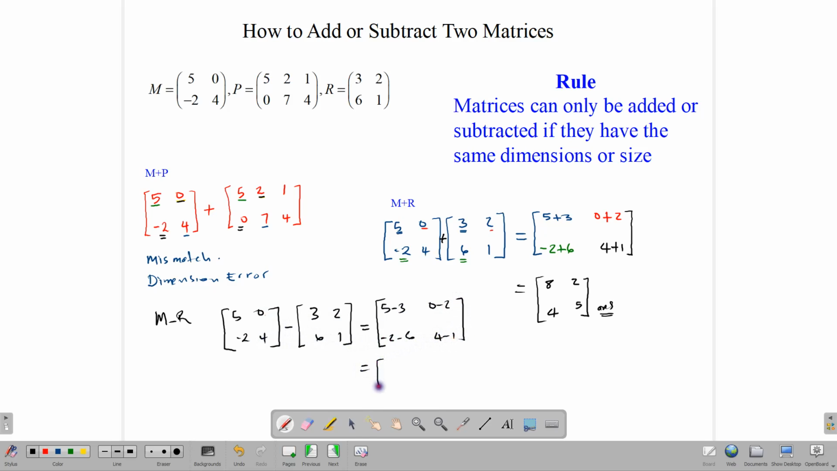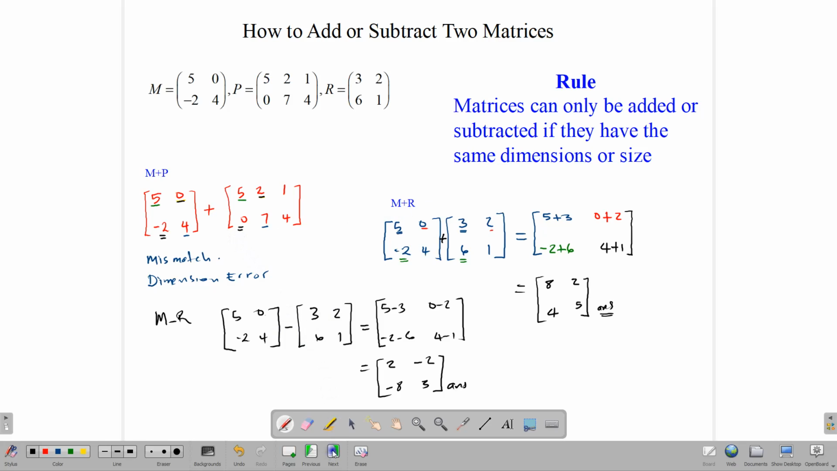And that gives us now 5 take away 3 is 2, 0 take away 2 is negative 2, negative 2 minus 6 gives us a negative 8, and 4 take away 1 gives us 3. And this would be the result of our subtraction of m take away r. We can do that because they are the same size. So again, we can only add or subtract matrices that have the same size. If they do not have the same size, we cannot get a result.